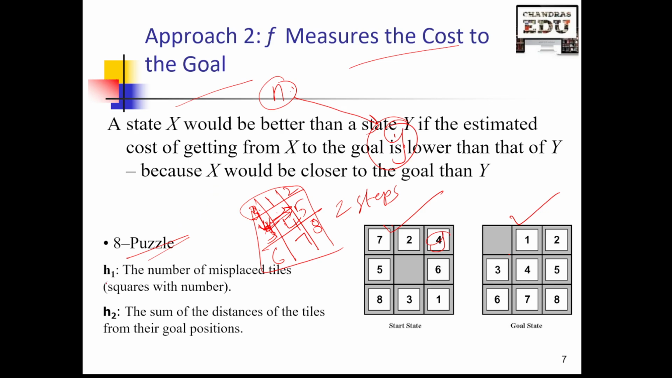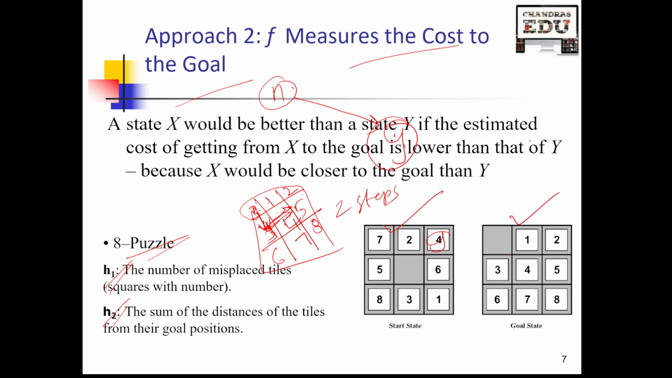Here we are taking 2 cases. One is h1, which is the number of misplaced tiles. This is one type of misplacement. Because 4 is not in this place, and 3 is not in this place, there are 2 misplacements. So 2 steps you need to get to the goal state. And we can even consider the sum of distances of tiles from the goal positions. That means we take the distance: actually 1 should be here. As it is in the same position, the distance is 0. And 2 is here itself.